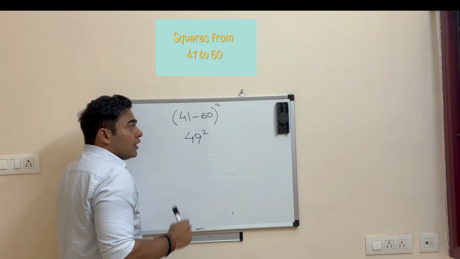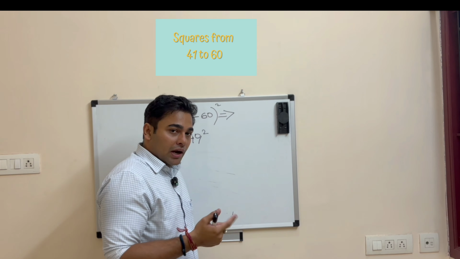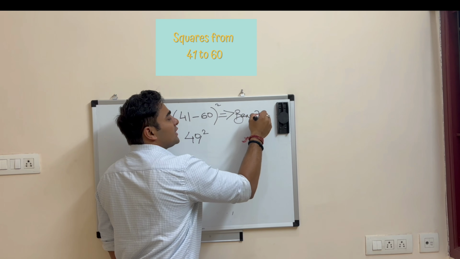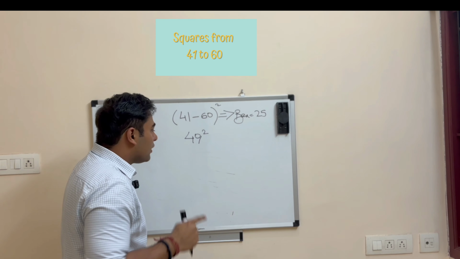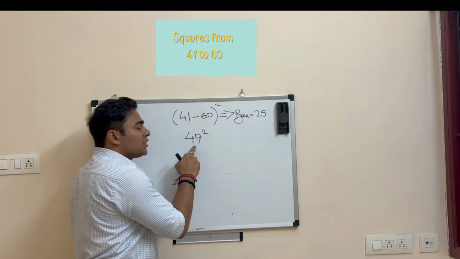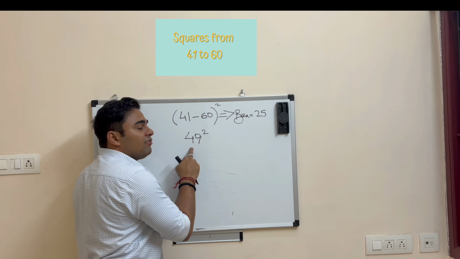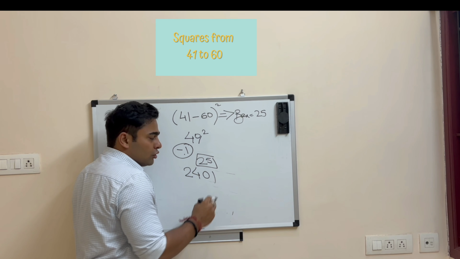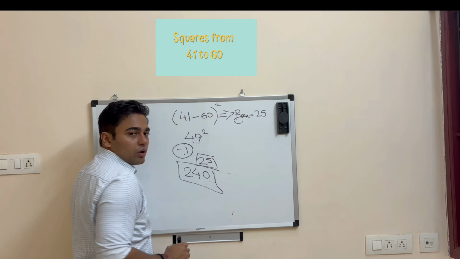Here the main thing to understand is that from 91 to 110 you take the base as 100, but here we'll take the base as 25. So how much is it less than 50? It is less by 1 only. So we are going to subtract 1 from 25, so the answer would be 24. And what is the square of 1? It is 01. So the answer would be 2401.